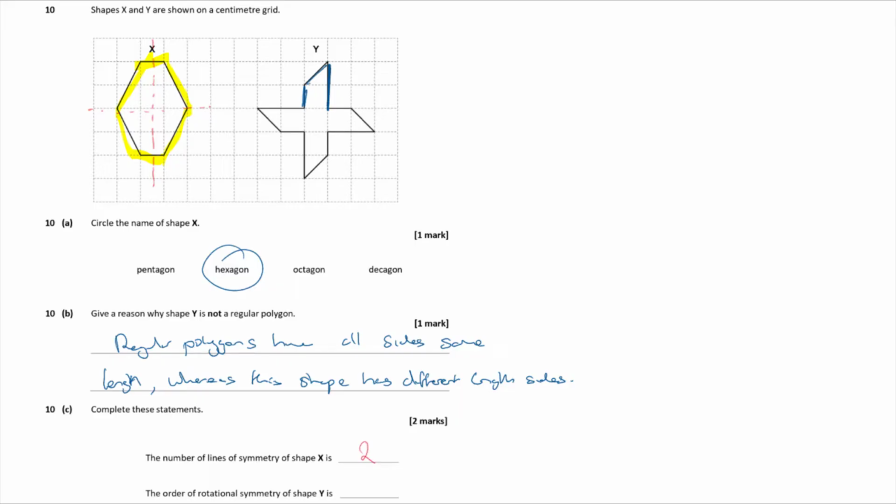Now, it's asking for the order of rotational symmetry for Y. Now, rotational symmetry is when we pick a center of rotation for the shape, and then we rotate it around that point 360 degrees all the way around. So give it a full turn, and then how many positions does it look the same? Now, I would say that that shape looks the same in 4 different positions as you rotate it around. Okay, so I'm going to say it has rotational symmetry of order 4.